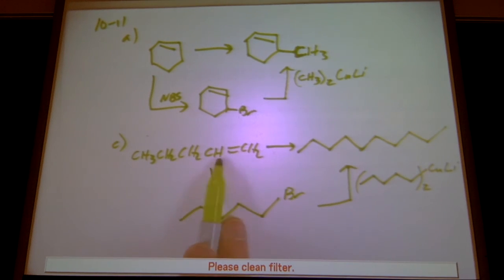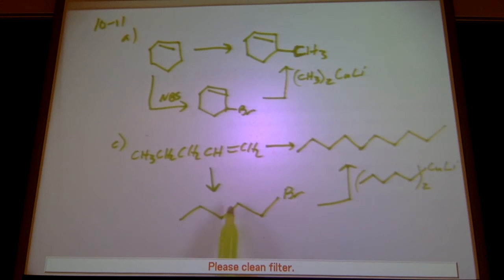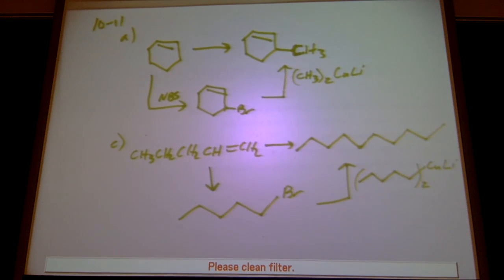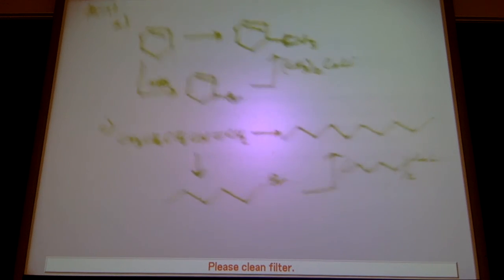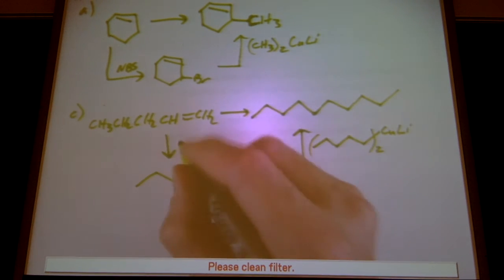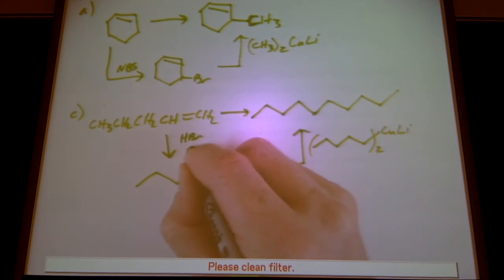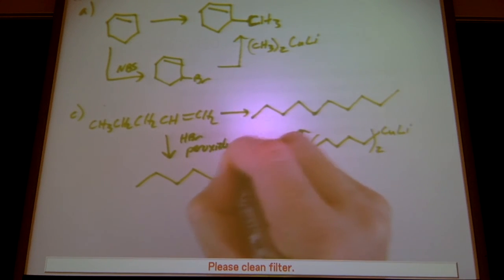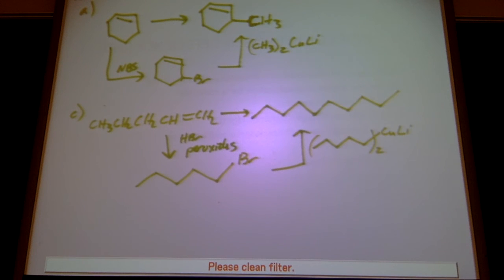Now that bromine is attached to the least substituted position of that starting double bond. So how do you attach a bromine to the least substituted position? Remember? HBr, peroxides.